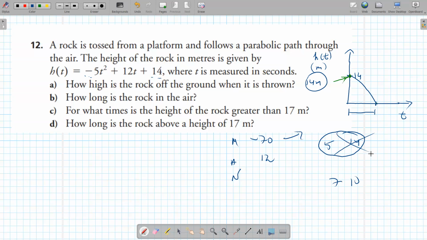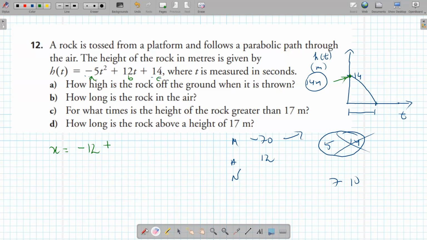So what do you do in a case like this? This is another instance where it looks like it's unmanageable. You want to use the quadratic formula, which looks something like this. We've done this before, but it was a while ago. It's negative b plus or minus the square root of b squared minus 4ac, over 2a, where a is -5, b is 12, c is 14.